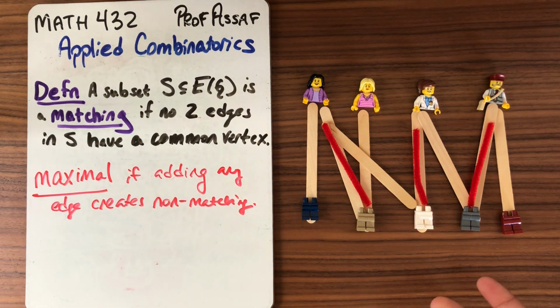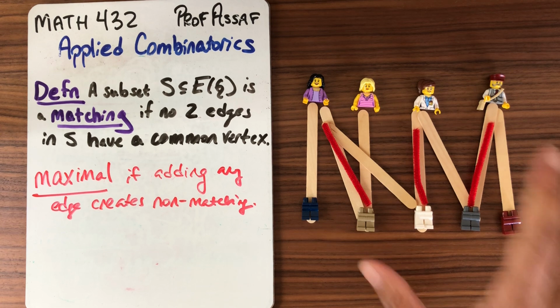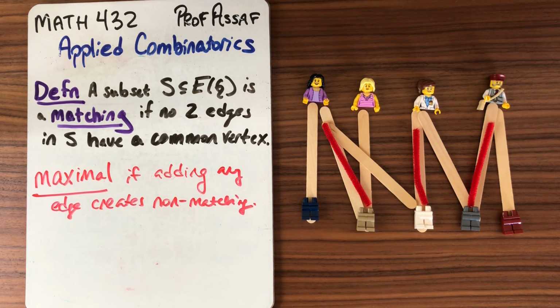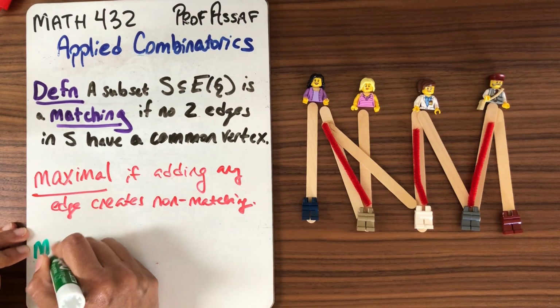And we can see that it's easy to create a maximal matching. Just start throwing edges into your set as long as you don't create a problem, and that'll always give you a maximal matching. It's a little more subtle to get a maximum matching.